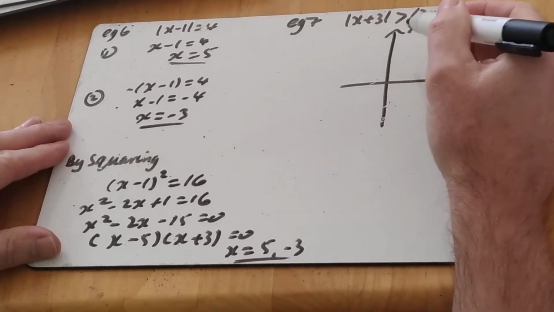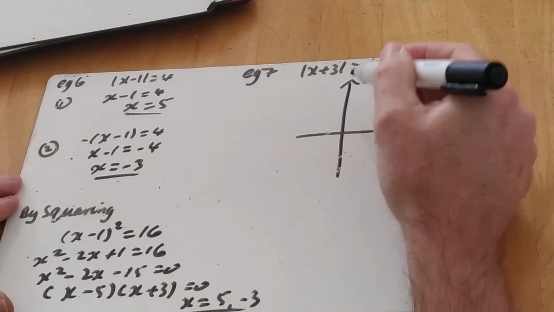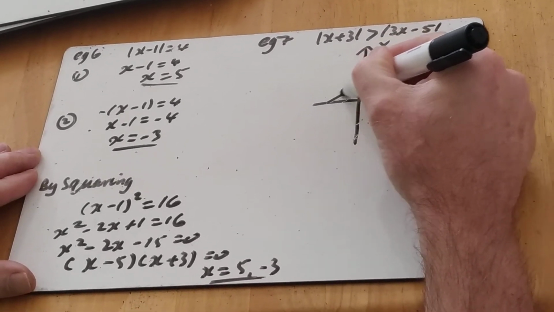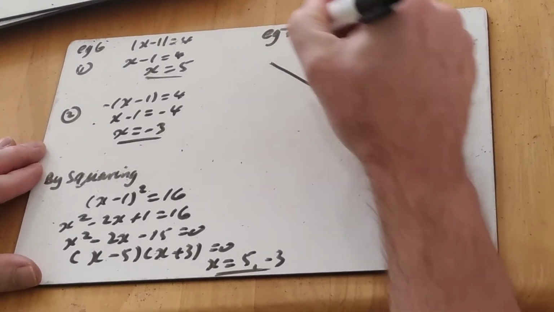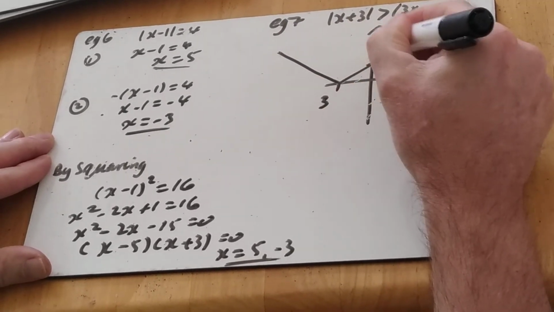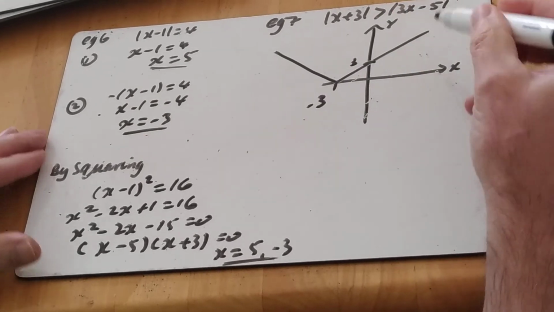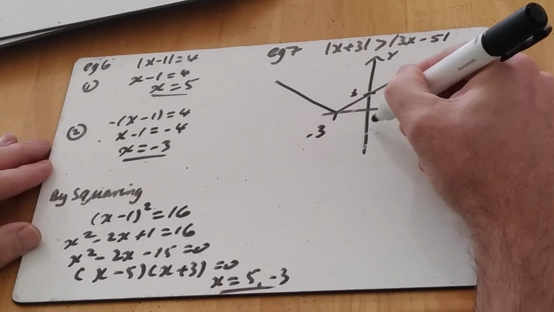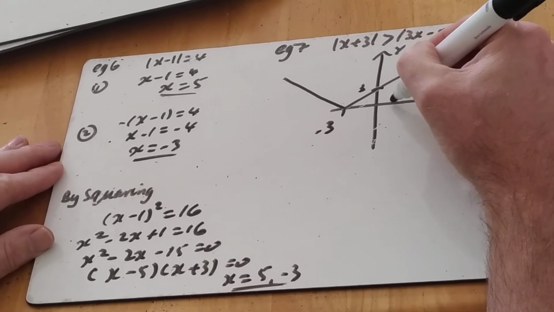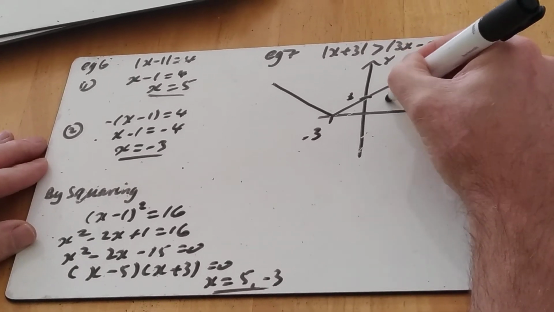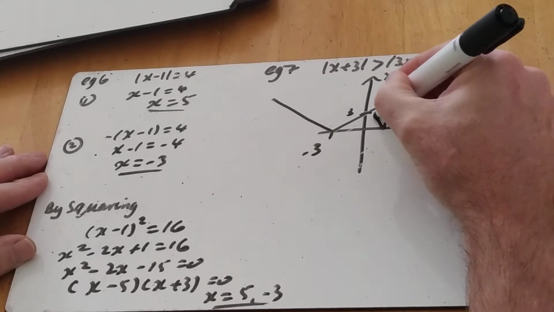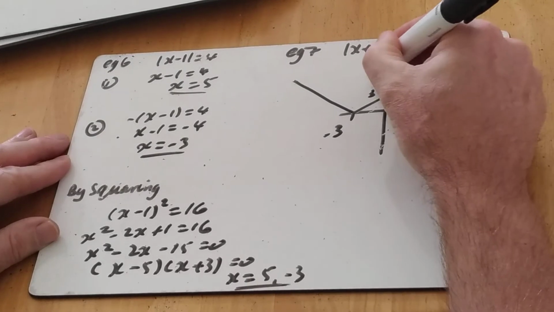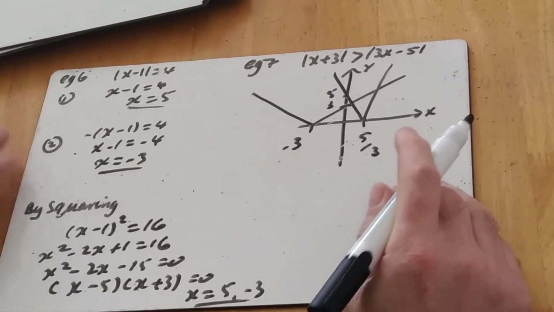So in this case, mod of x plus 3 crosses the y-axis at 3 and bounces off at minus 3. And I'll try and do a nice shallow looking line there. So that's at 3 and minus 3 and that's at 3. Mod of 3x minus 5 would want to cross down here at minus 5. It will be steeper. It will hit the x-axis at 5 over 3, like that, and bounce off somewhere up there, and cross there at 5. So that's roughly how the thing looks.